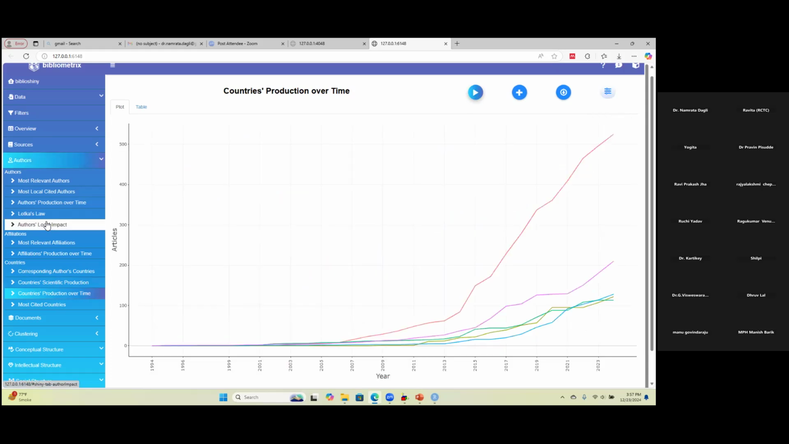This is similar to the previous author and institution production over time. We will mention similar things as I told. We can compare the output of various countries: currently, who is producing more, who was the pioneer country, and a comparison of the number of papers during different time periods.